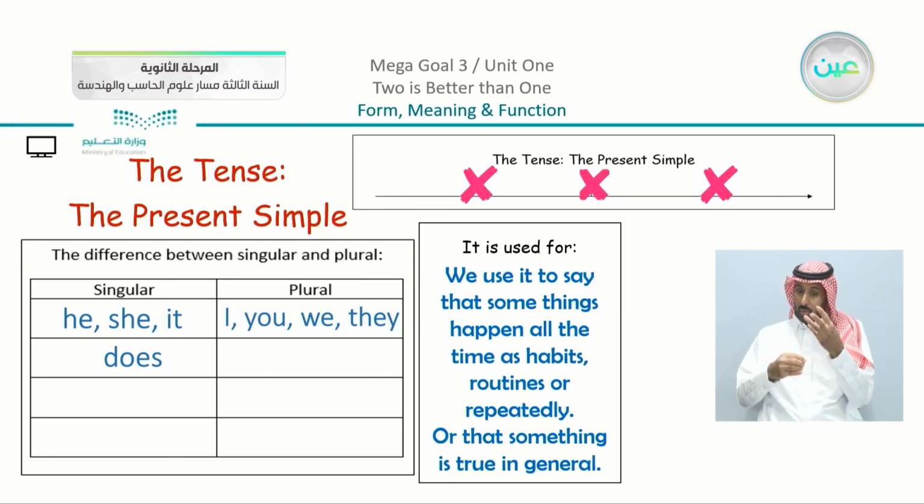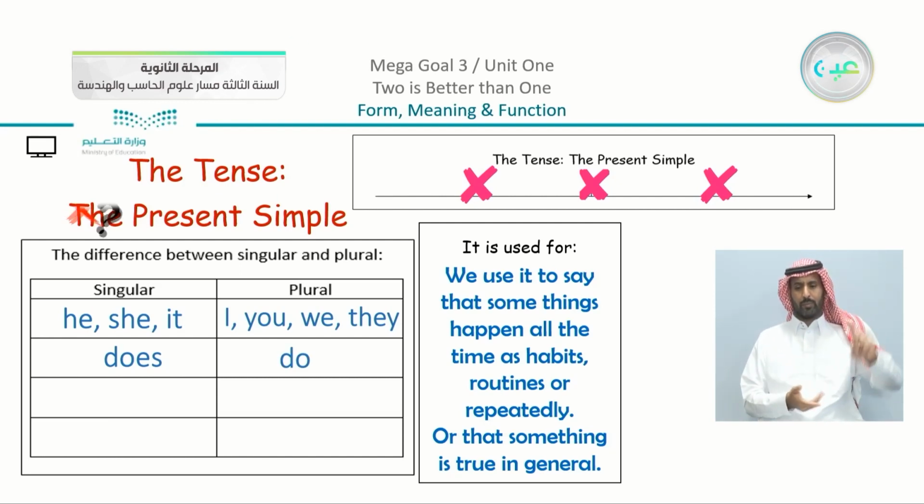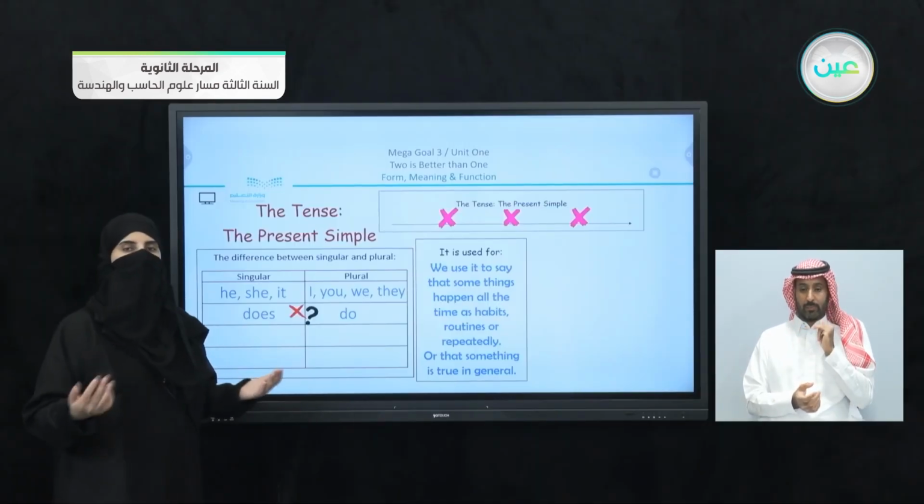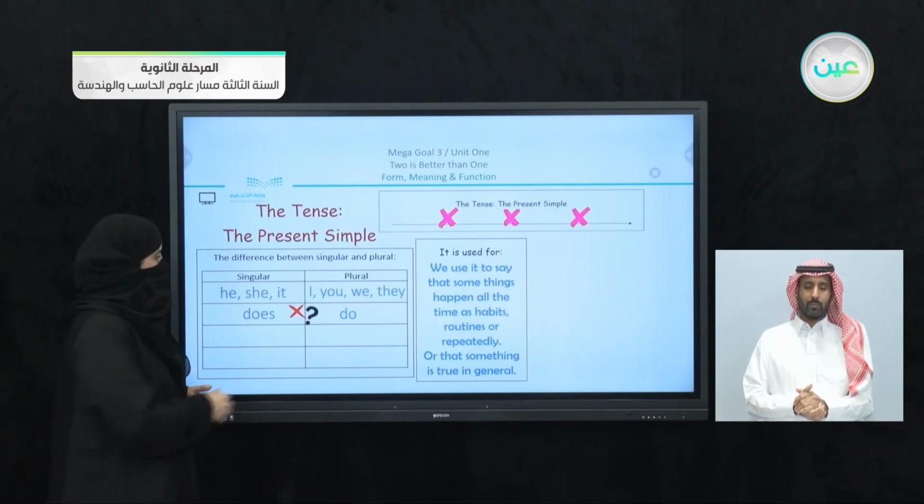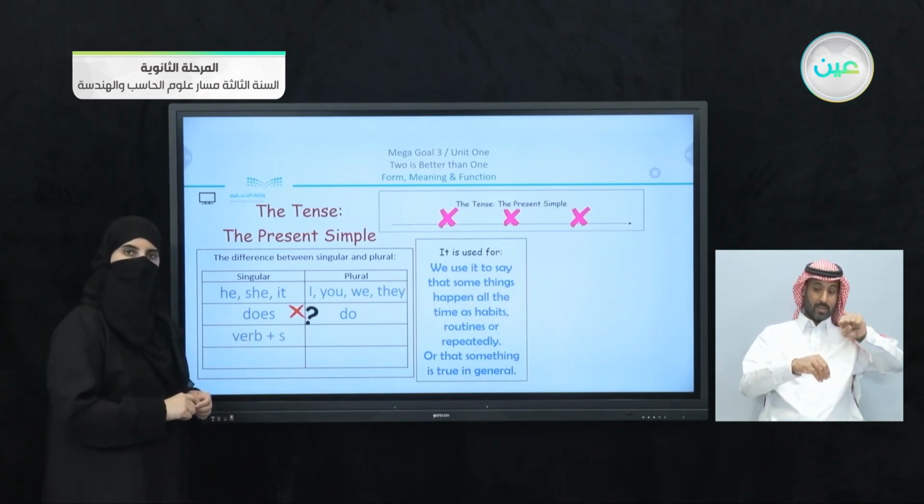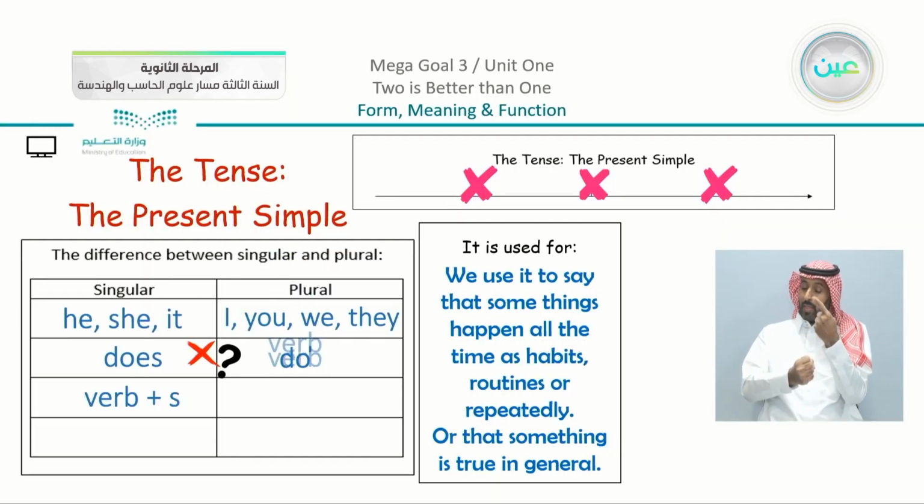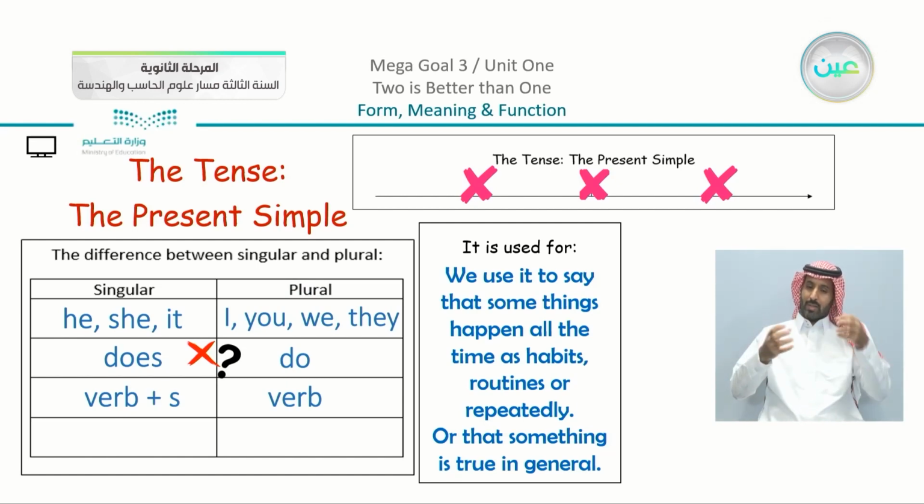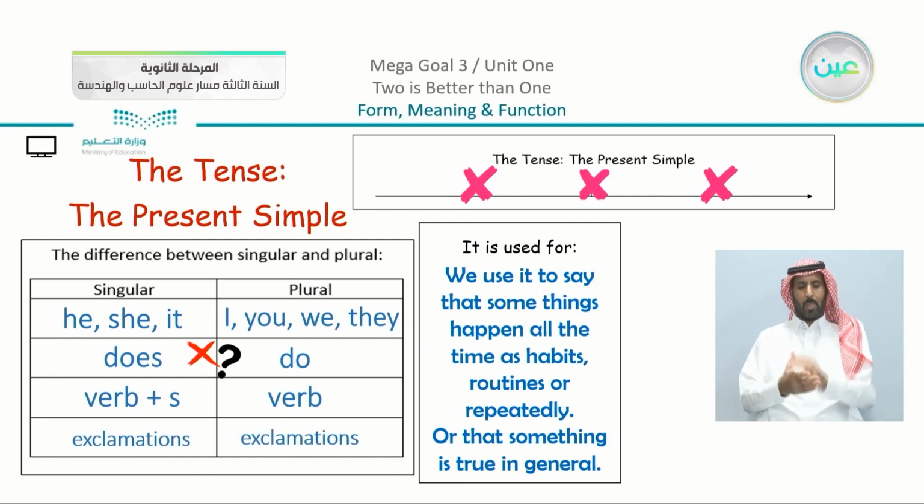If it is singular, we use the helping verb does, and if it is plural, we have do. And we use both of these helping verbs if we are forming negative sentences or questions. We add an S to the verb if it is singular, and we just have the base form, or the affirmative, if it is plural.